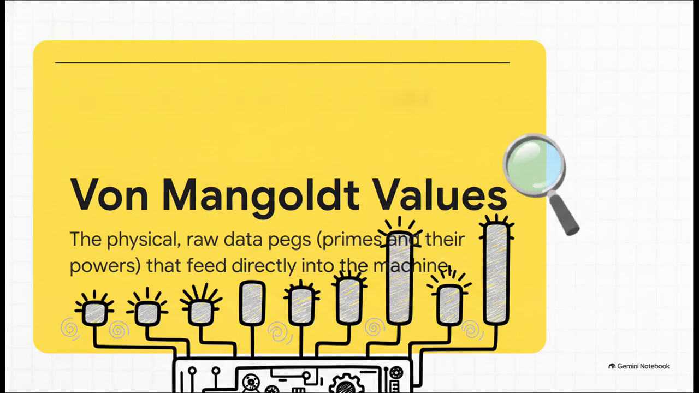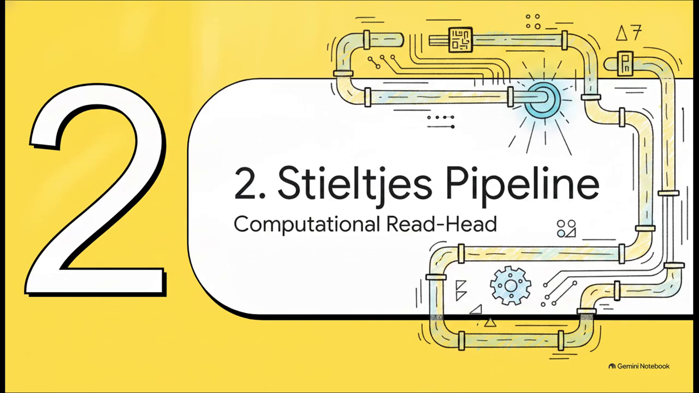Well, it does this through something called von Mangoldt values. Now, if you've studied number theory, you probably know the von Mangoldt function spikes only at primes and prime powers. But in the context of our machine, you really should visualize these values as tangible, physical data pegs. The machine itself doesn't actually care about the prime numbers, it cares about these specific weighted resonances. These raw pegs feed directly into the computational machine. They are the actual physical data driving the entire process. Moving on to Section 2.